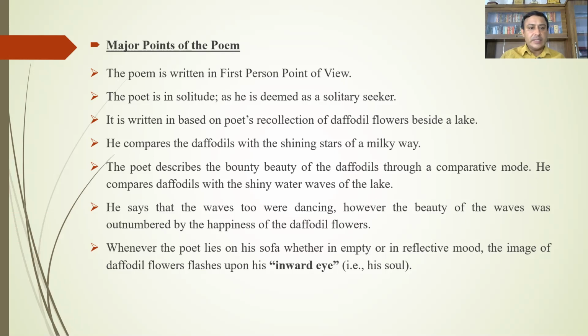It is written based on the poet's recollection of daffodil flowers beside a lake. He compares the daffodils with the shining stars of the Milky Way. The poet describes the bounty and beauty of the daffodils through a comparative mode. He compares daffodils with the shiny water waves of the lake. He says that the waves too were dancing. However, the beauty of the waves was outnumbered by the happiness of the daffodil flowers.